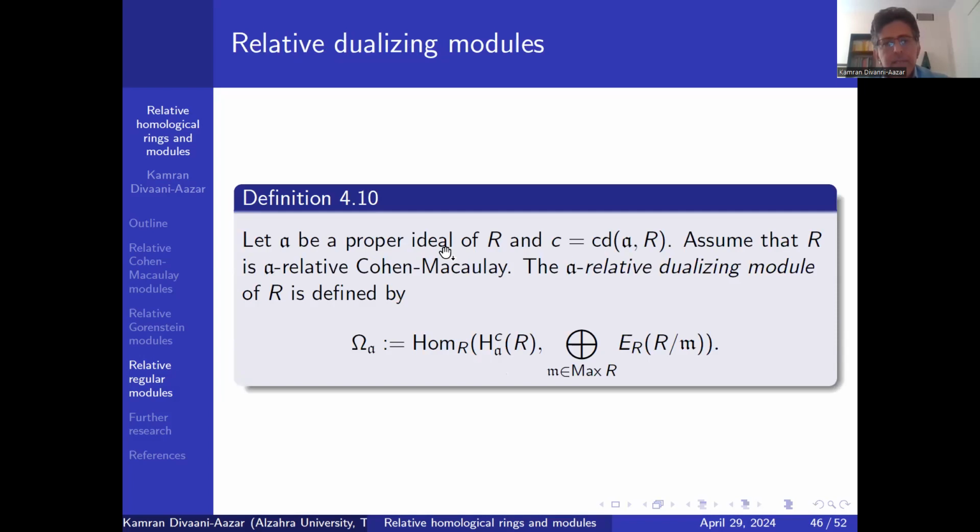And here is a new definition, like the dualizing module. Here we have a relative theory of dualizing module. Let c be the homological dimension of A, and R be an A-relative Cohen-Macaulay ring. Then the A-relative dualizing module of R is defined in this way. We have just one non-zero local cohomology, and we call its Matlis dual the A-relative dualizing module, denoted by this symbol.